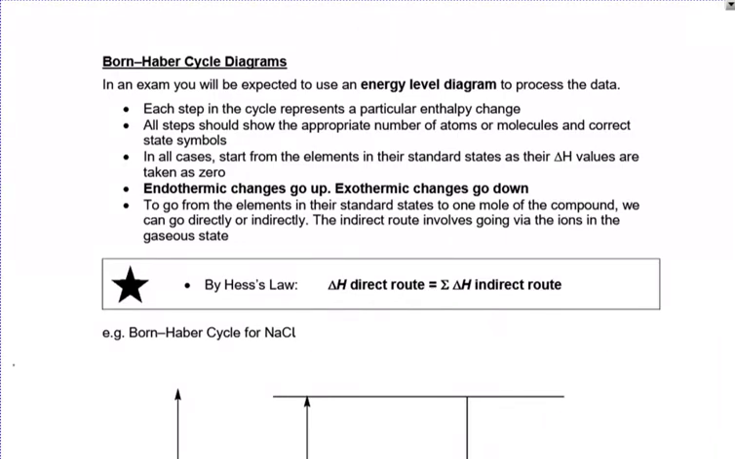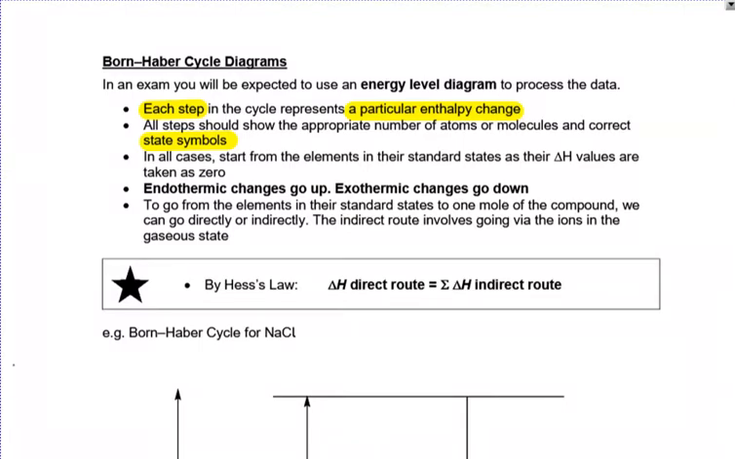So each step in this cycle is going to represent a single enthalpy change, so not multiple things, just one thing's going to happen. And all the steps must show the right number of atoms. So each step is going to be one enthalpy change, and steps are going to have state symbols. That's probably one of the most important things that you must remember and people forget, is that they have to put state symbols. It might be worth going to the front cover of this pack and writing in massive letters state symbols across the front, because that's one of the most important things about this topic.